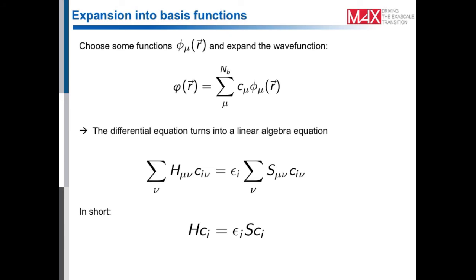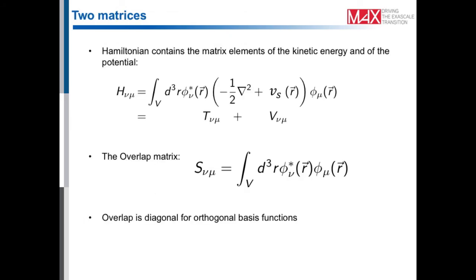Okay. So the Hamiltonian itself contains the matrix elements of the kinetic energy here and of the potential, and the overlap matrix looks like this. Yeah? So it is diagonal for orthogonal basis functions. This is sort of obvious to see.